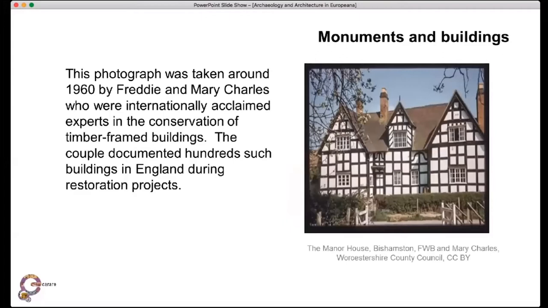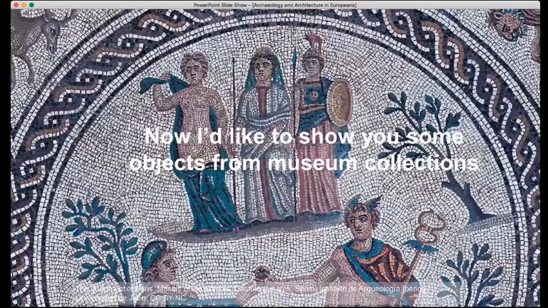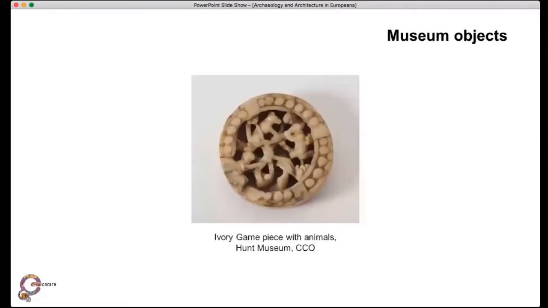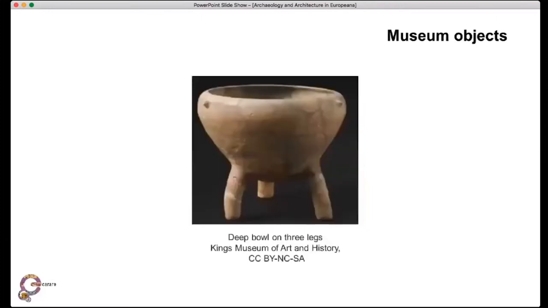Now I'd like to show you some objects from museum collections. This ivory game piece from the Hunt Museum's collections is probably a dog's one and shows two animals. This three-legged bull is typical of the El Argar culture and was excavated in the southeast of Spain by the Siret brothers and later deposited at the King's Museum in Brussels.